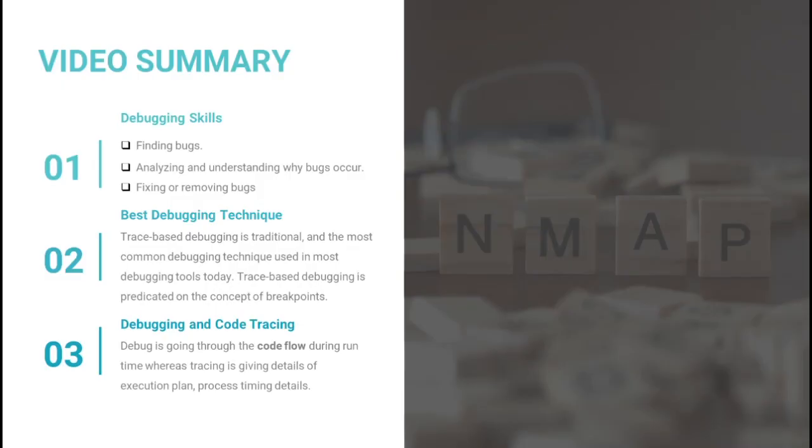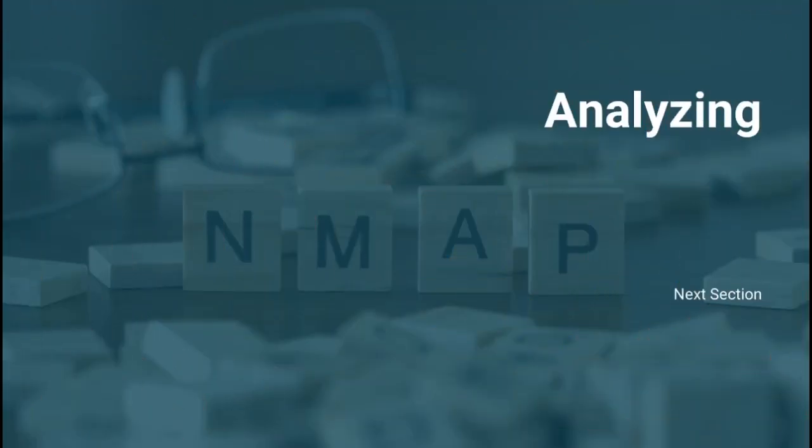Let's have a summary of our video. First of all, we talked about finding bugs, analyzing and understanding why bugs occur, and fixing or removing bugs. Trace-based debugging is the traditional and most common debugging technique used in most debugging tools today. Trace-based debugging is based on the concept of breakpoints. Debugging goes through the code flow during runtime, whereas tracing gives the details of the execution plan and process timing details. The next video is the first video of section 9, analyzing. Good luck.